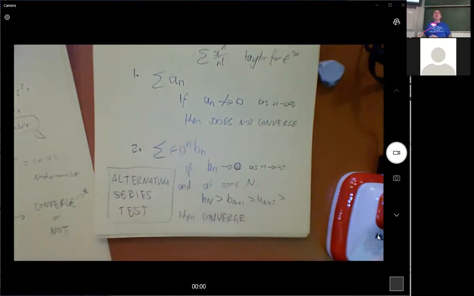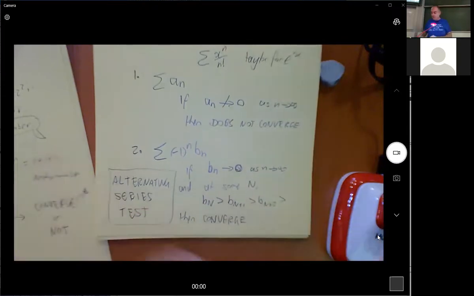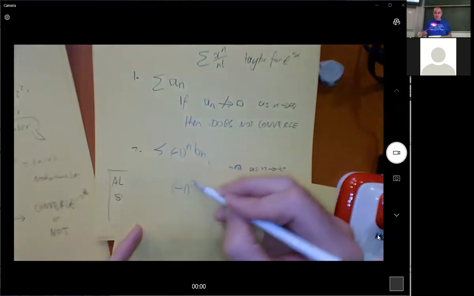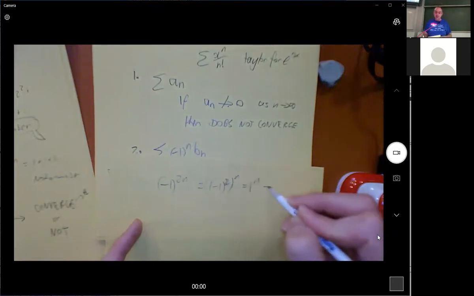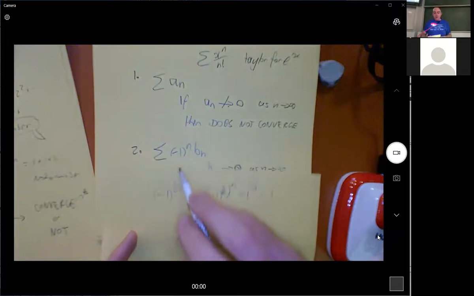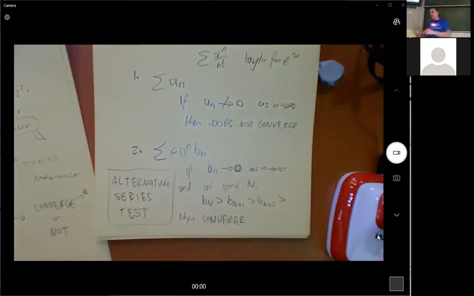It only works if there's a -1 to the n in there. There could be -1 to the n plus 1. It doesn't really matter what this is here as long as it covers every number one at a time. If you have -1 to the 2n, that doesn't work, because that's the same as -1 squared to the n, which is 1 to the n, which is just 1. So it's important that the thing here is just n or n plus 1 or n plus 2 or n minus 1 or something like that. Something that, if you put in the different values of n, produces numbers one at a time.